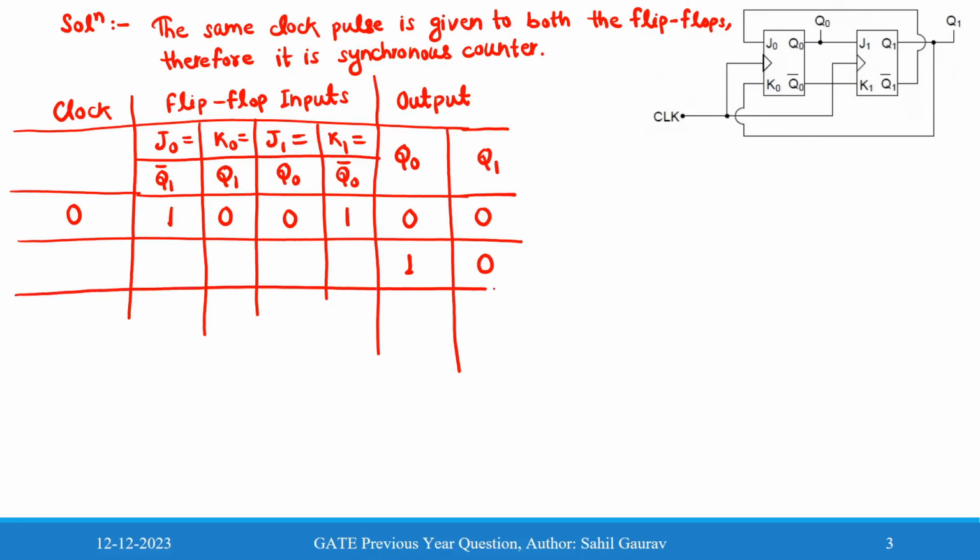So based on this Q0, Q1, we can fill this table for the first clock pulse. So Q0 equal to 1. So Q1 bar is 0 and Q1 is 0, so it is 1.